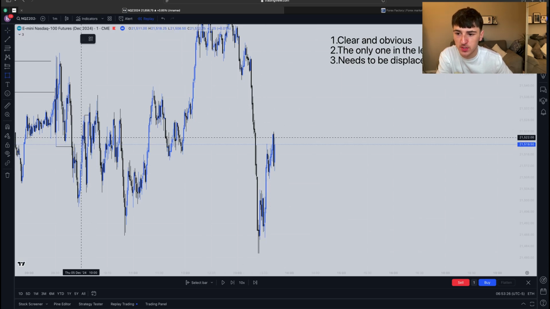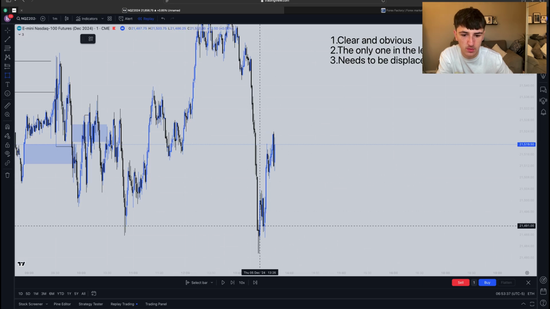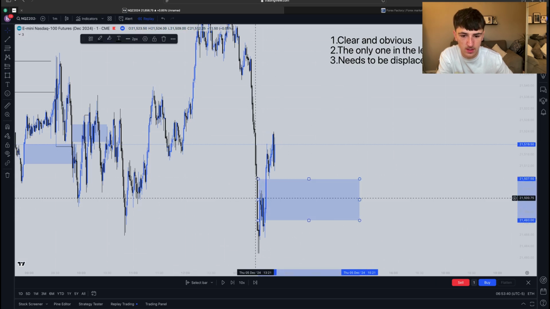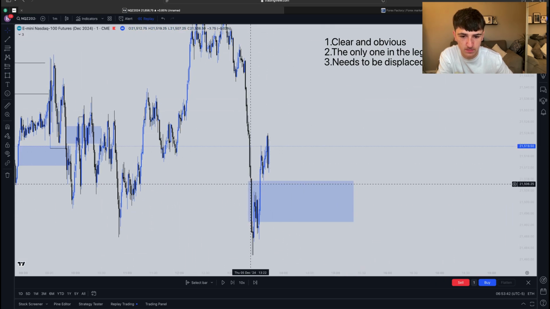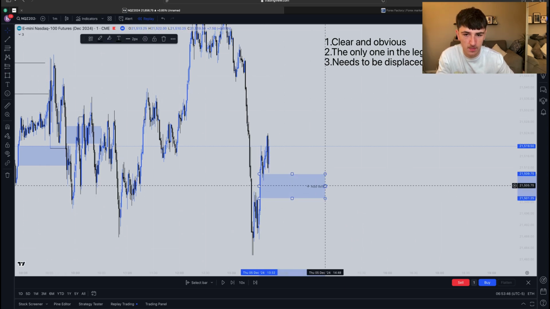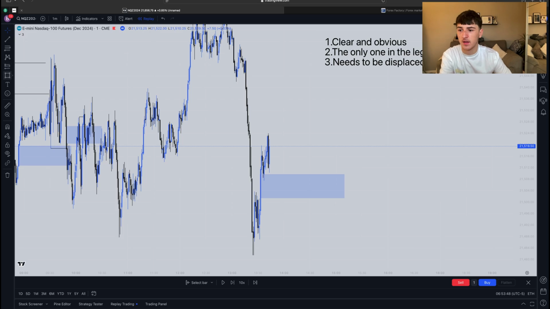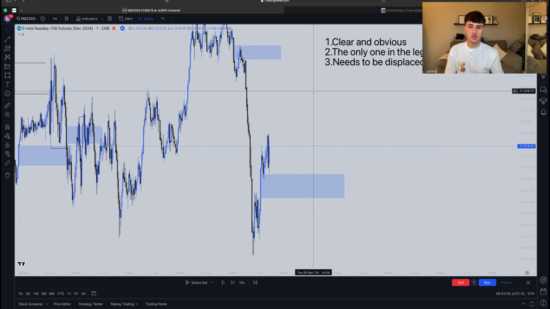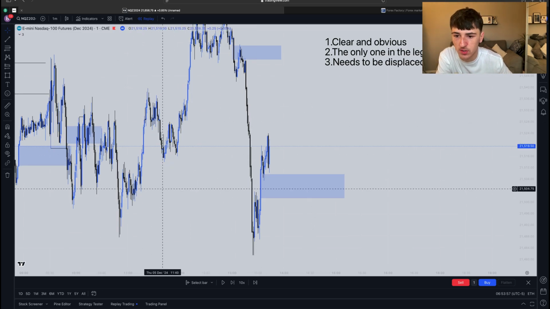So the ones you should be pointing out are this one here, I think that's clear and obvious. I think this one here is also clear and obvious. I think this one here is clear and obvious, this big bearish one. I think this one here is clear and obvious, and possibly this one up here. Actually, yeah, I would say this is clear and obvious too. So those ones I would say are clear and obvious on this screen.